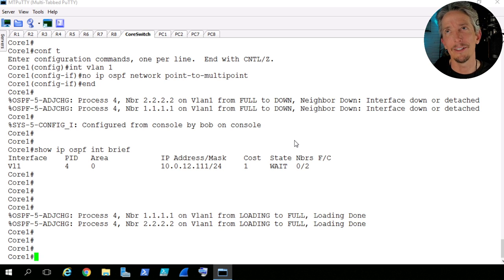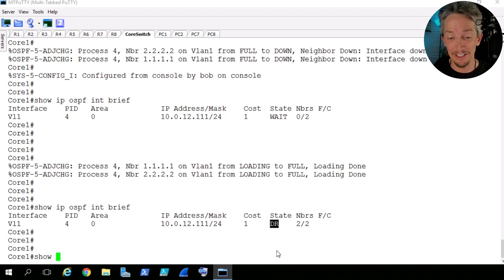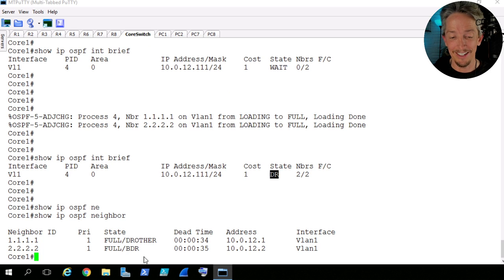Oh, there's only three devices. Yeah, in three devices, they're all going to have a full adjacency. Let's do a show IP OSPF interface brief. Yeah, I'm the DR. I'm the doctor, says Core One. And it was because, show IP OSPF neighbor, it's because I have the higher router ID.